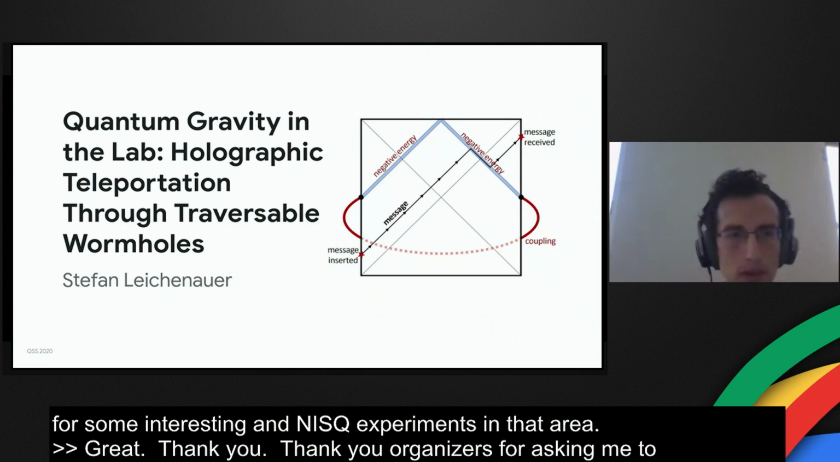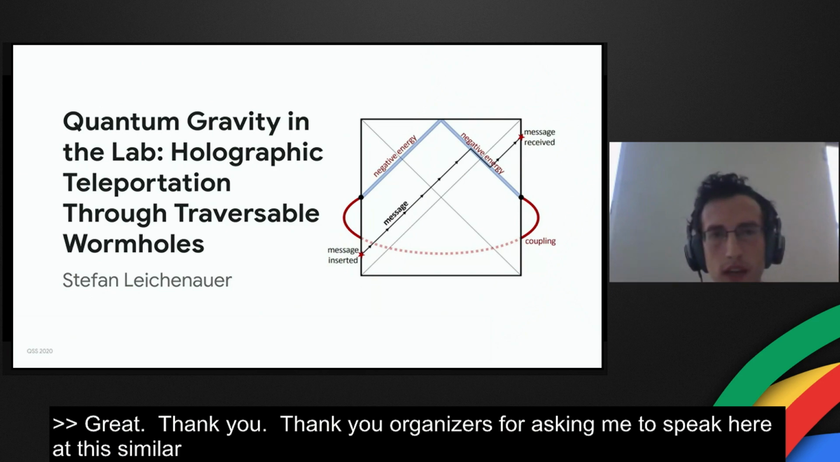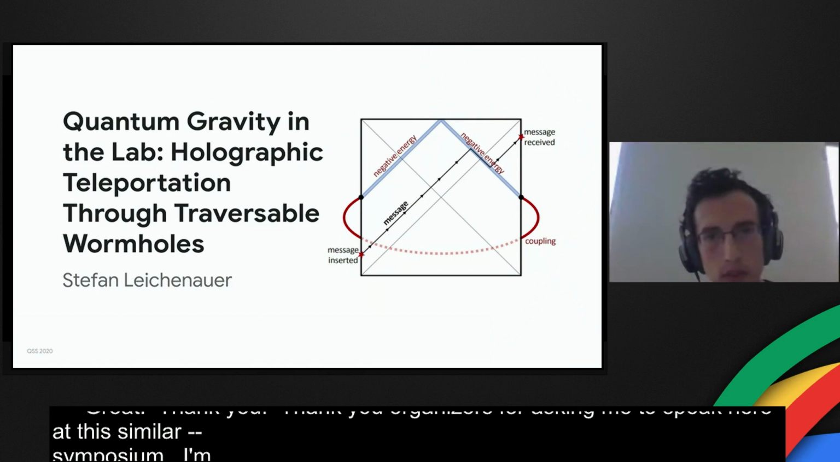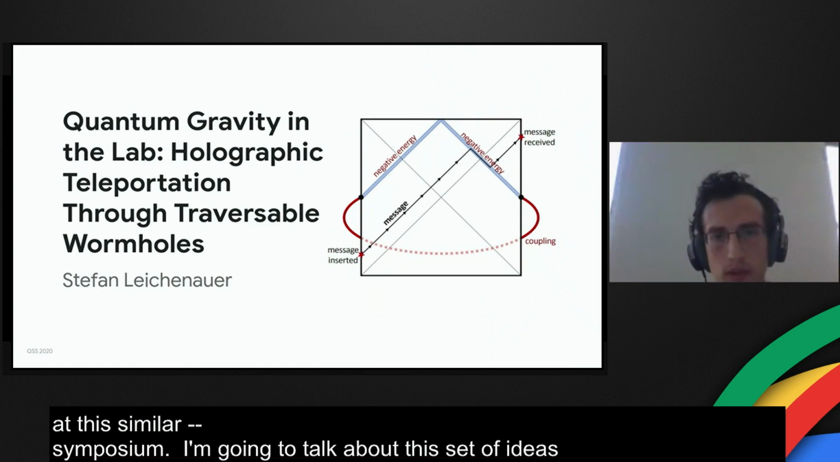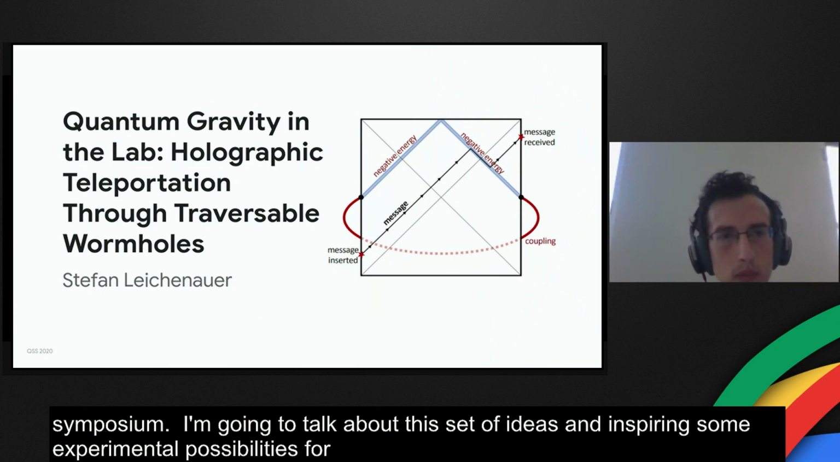So yeah, I'm going to talk about this set of ideas, inspiring some experimental possibilities for NISQ computers that Hartmut alluded to this morning during his keynote, which comes from the world of quantum gravity.